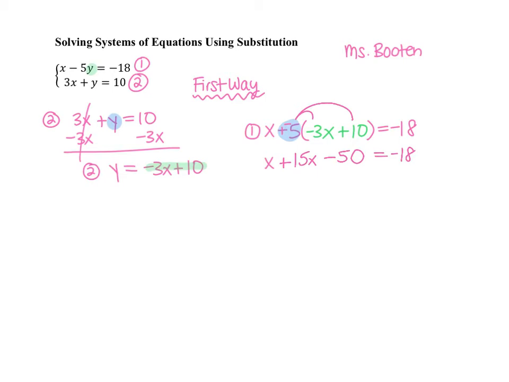Now what you'll notice is we have like terms on the left side. X and 15x are like terms, so I can combine them. So x, remember that coefficient really is 1, so 1x plus 15x is 16x. We still have that minus 50 equals negative 18.